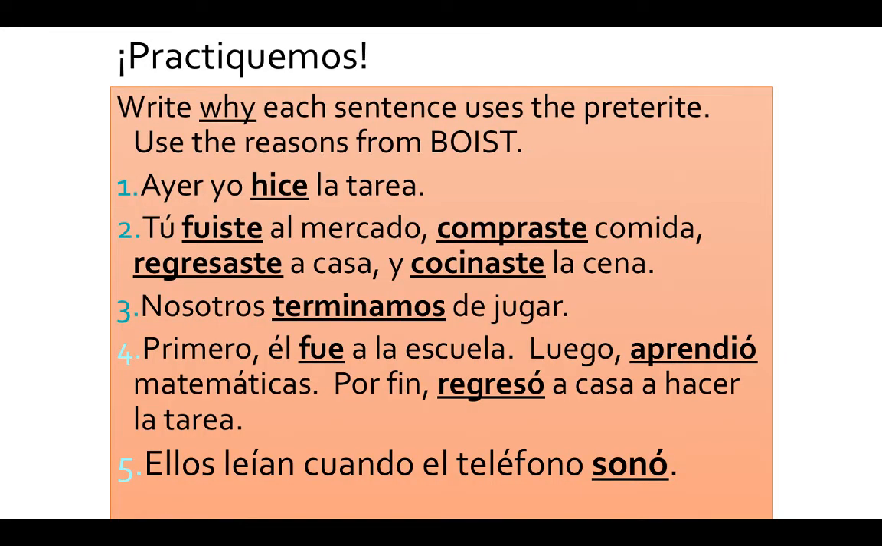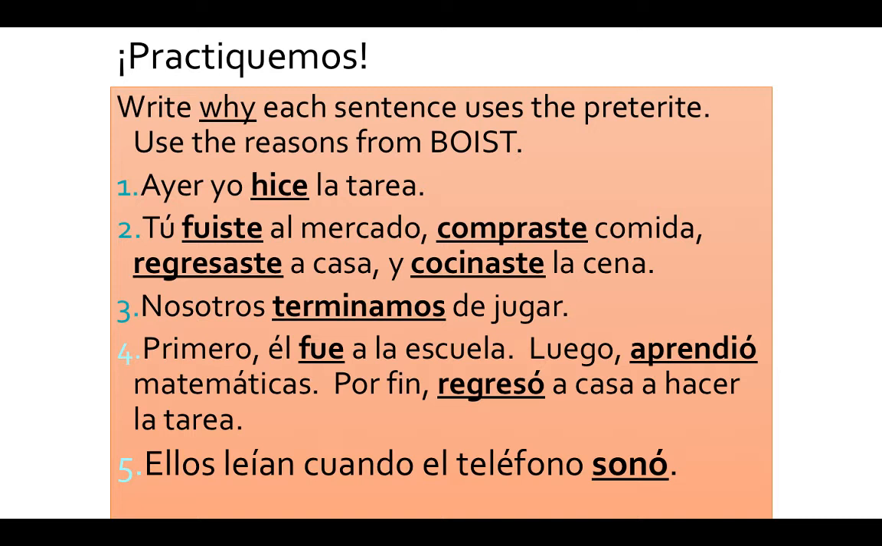Okay? So let's practice a little bit here. I'm giving you some sentences in Spanish. They're all in the preterite, as you can see. But I want you to tell me why I use the preterite in these sentences, and I want you to give me a reason from BOIST. For example, number one, ayer yo hice la tarea. Yesterday I did my homework.